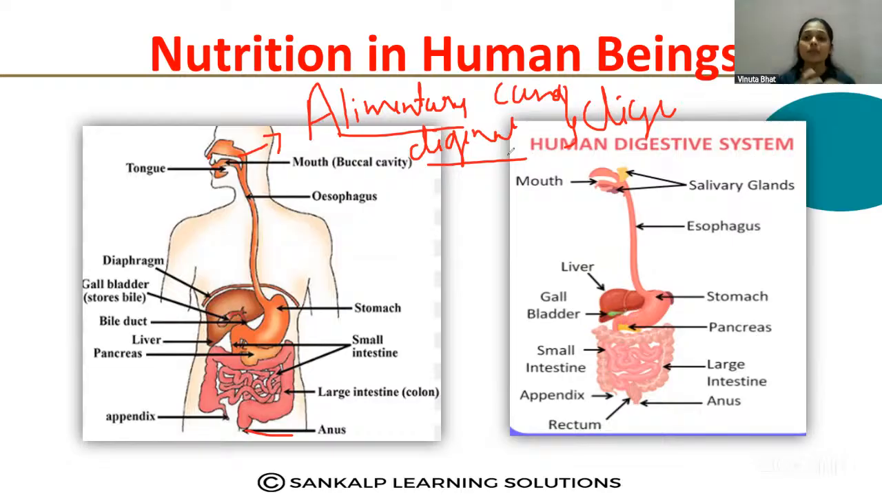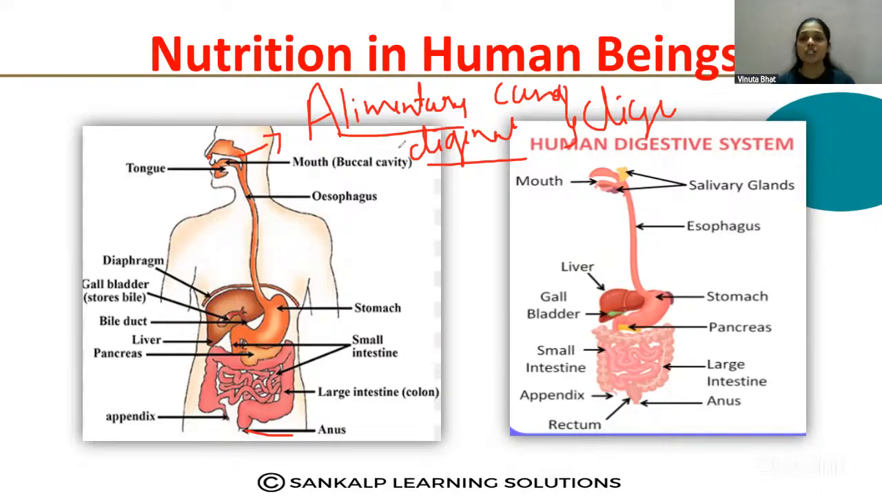Then only our digestive system is able to absorb these nutrients and transfer them to the blood. Now we are studying how the nutrition takes place in human beings, means how the complex food materials become simpler forms and get absorbed by our body. This process we are learning now.